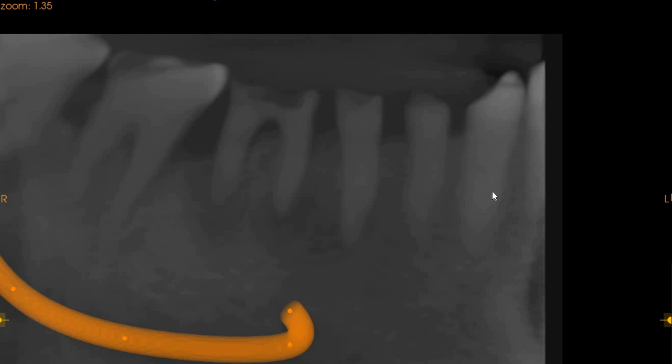Half of the panoramic view, you can see this is the lower right 4, the lower right 5, and the lower right 6. We see a radiolucency around the lower right 6, which is also communicating with the lower right 5. This is the inferior alveolar nerve. Moving to the transaxial view, this is the lower right 4.